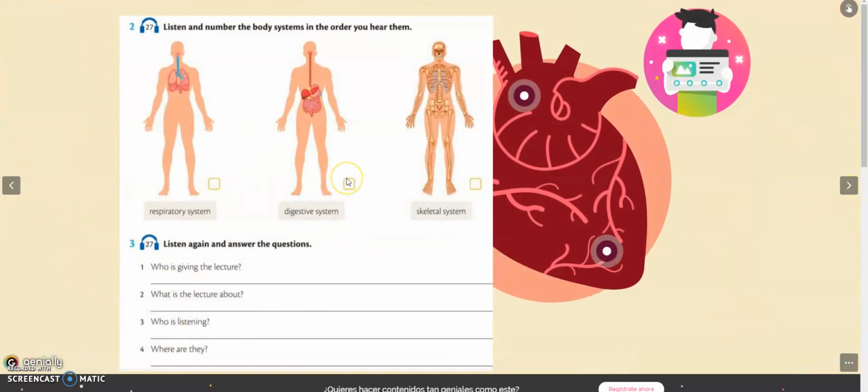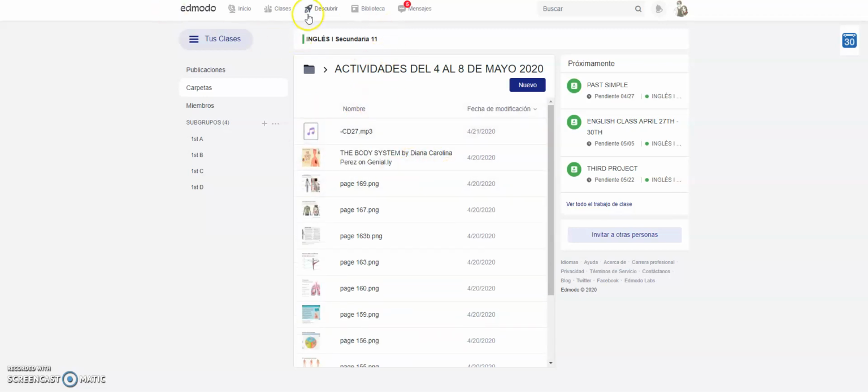In the second week, we're going to answer the exercises, and we're going to start with the exercise on page 155. Vámonos a la página 155. In the first activity, we're going to listen to a speech. There is a teacher talking about 3 different systems. It says listen and number the body systems in the order you hear them. Which was the first system mentioned in the audio? So you're going to write the numbers 1, 2, and 3 in these squares, okay? So try to do it. You can find the audio in the Edmodo platform. It's over here, it's track 27, so try to listen to it, and then we continue.